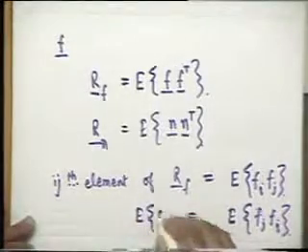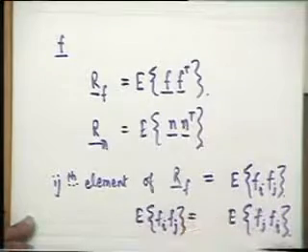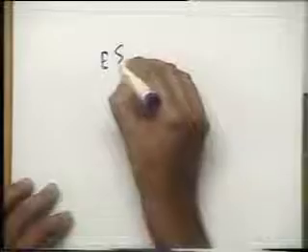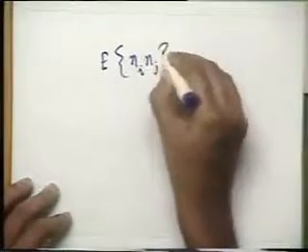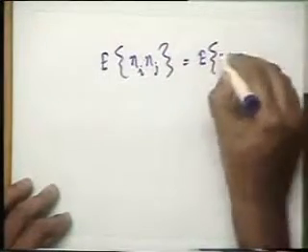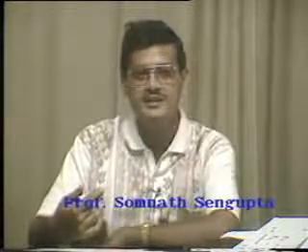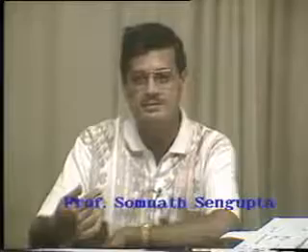And what is it going to be? Aren't both the things the same? If we are talking of expectation of fi, fj, that must be the same as expectation of fj, fi. Very obvious. Very similarly, expectation of ni, nj is going to be the same as expectation of nj, ni. Does it lead to any interesting property of the correlation matrices? Yes, somebody has already given the answer. RF and Rn are going to be real and symmetric matrices.